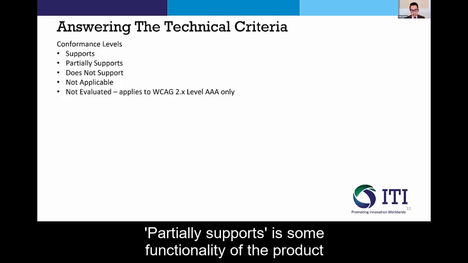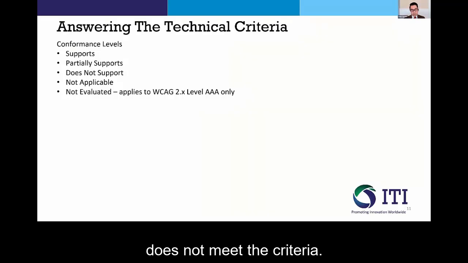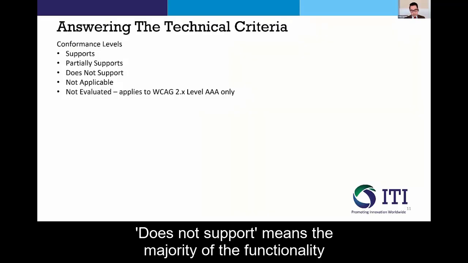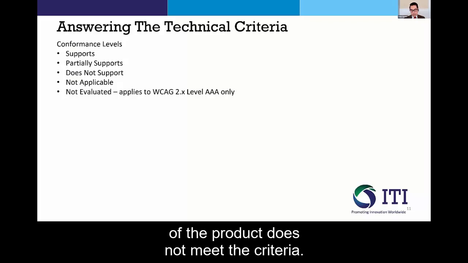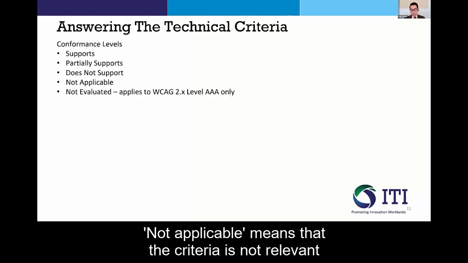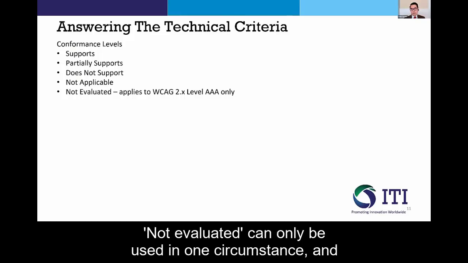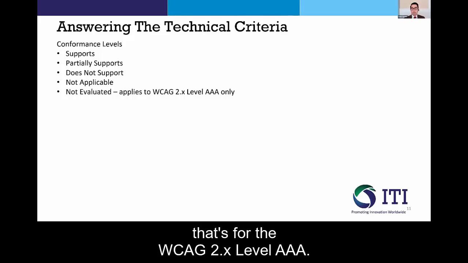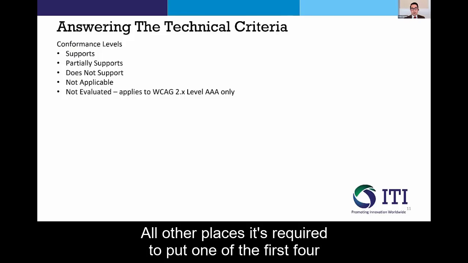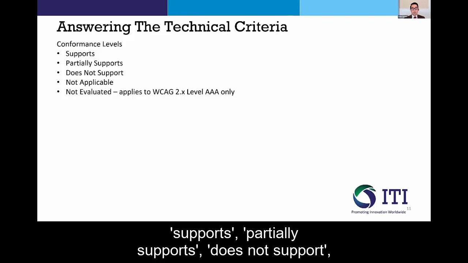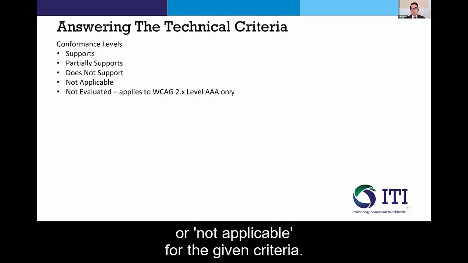Partially supports means some functionality of the product does not meet the criteria. Does not support means the majority of the functionality of the product does not meet the criteria. Not applicable means that the criteria is not relevant to the product. Not evaluated can only be used in one circumstance, and that's for WCAG 2.x Level AAA. In all other places, it's required to put one of the first 4: supports, partially supports, does not support, or not applicable for the given criteria.